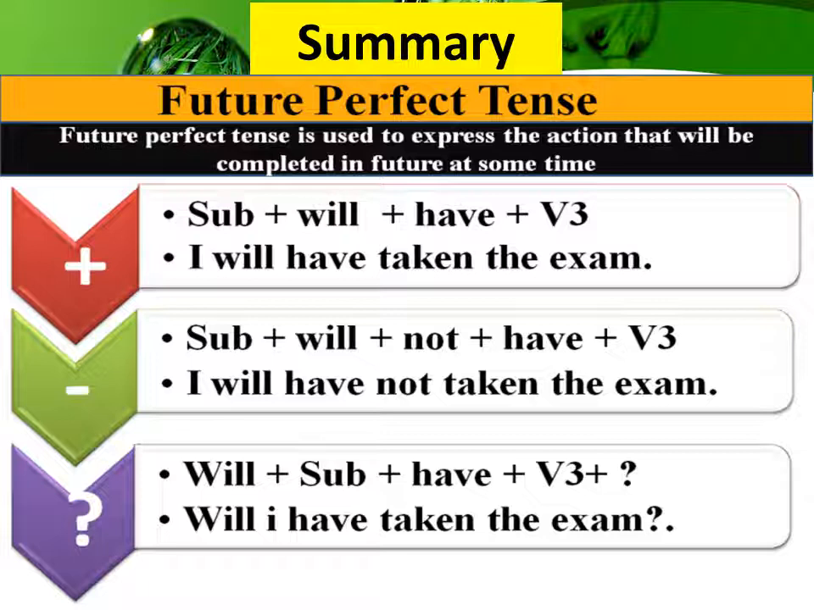نفس الجملة غنديروها في النيجاتيف. So subject plus will plus not plus have plus v3 هذاك هو الverb في ال past participle. So I will have not taken the exam. Number 3, interrogative. So will plus subject plus have plus verb in the past participle. So will I have taken the exam? So this is a summary of the forms of future perfect tense.